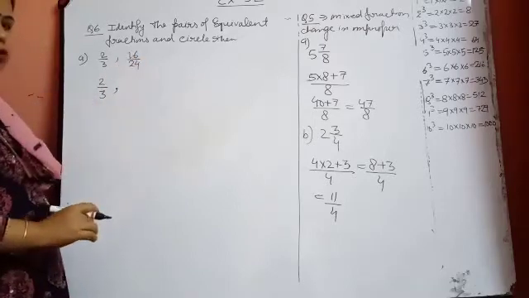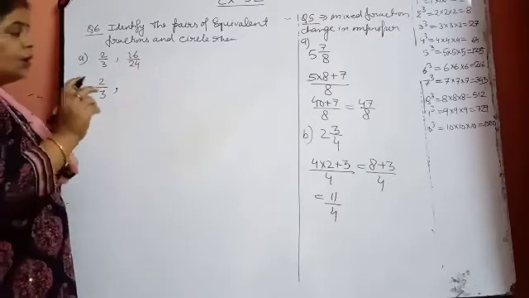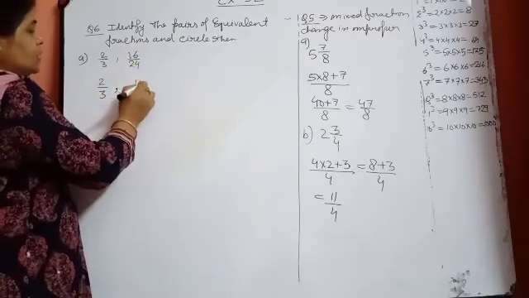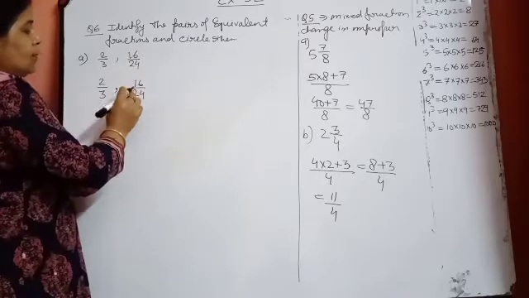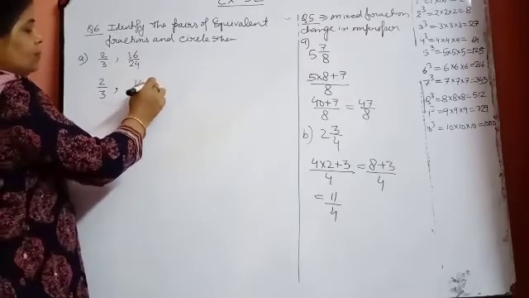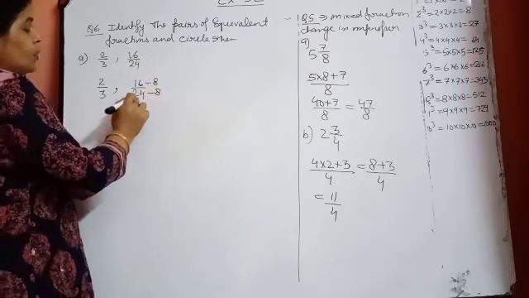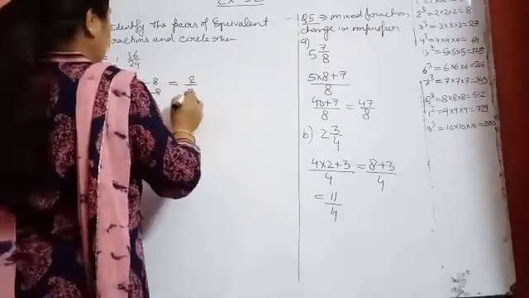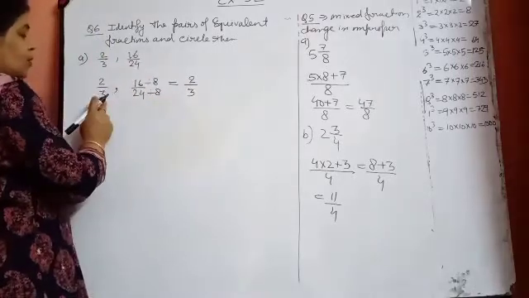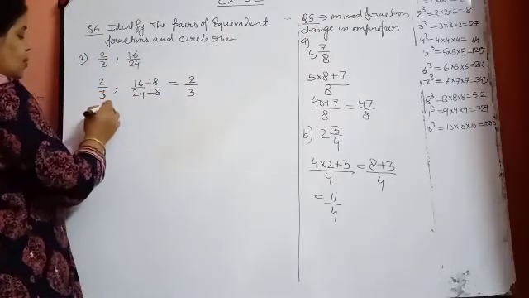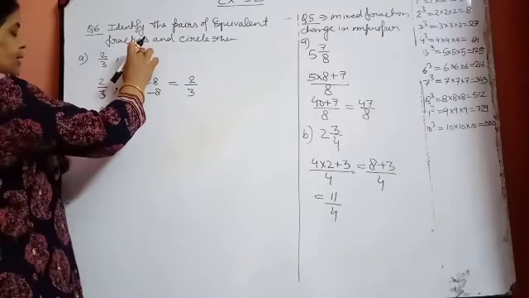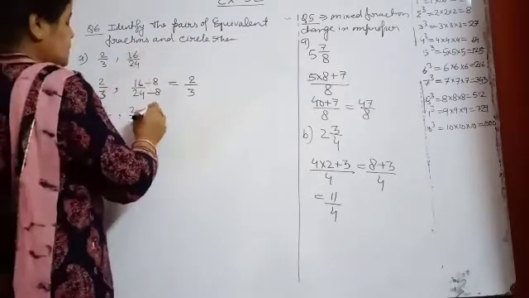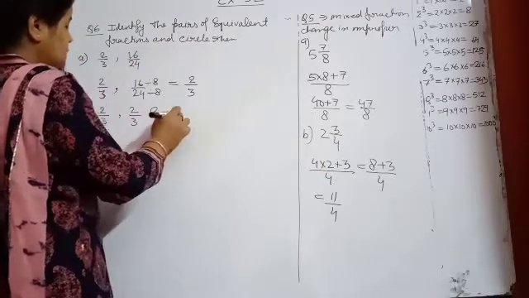Comma, 16/24. 16 and 24 both are coming in which table? Yes, 4 fours are 16, or 16 upon 24, both are coming in the 8 table also. Divided by 8, divided by 8. You can see that 8 twos are 16, 8 threes are 24. It also comes equal to 2 upon 3. So you can see that 2 upon 3, and if we have simplified it to the lowest form, it is also coming 2 upon 3. So both the fractions are equal.